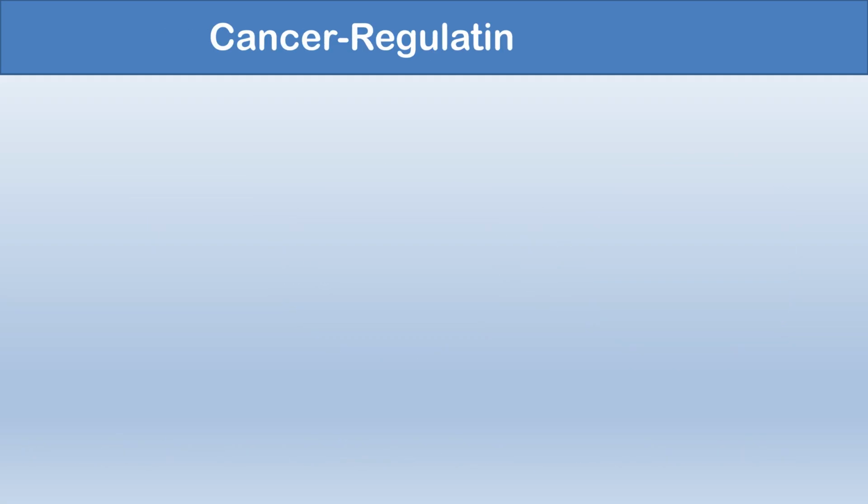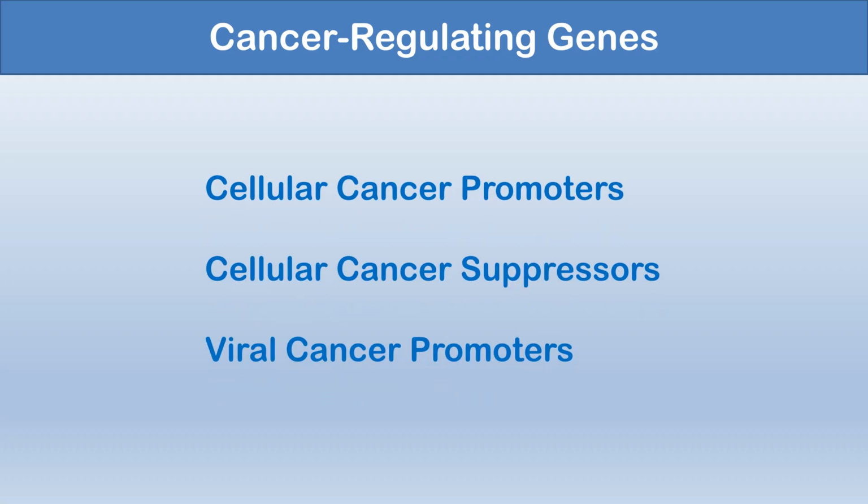Overall, there are three types of cancer-regulating genes: those that promote cancer, those that suppress it, and the cancer-promoting genes carried by viruses. Then, how did the scientists discover these genes in the first place? That's the story we will explore in the next video.